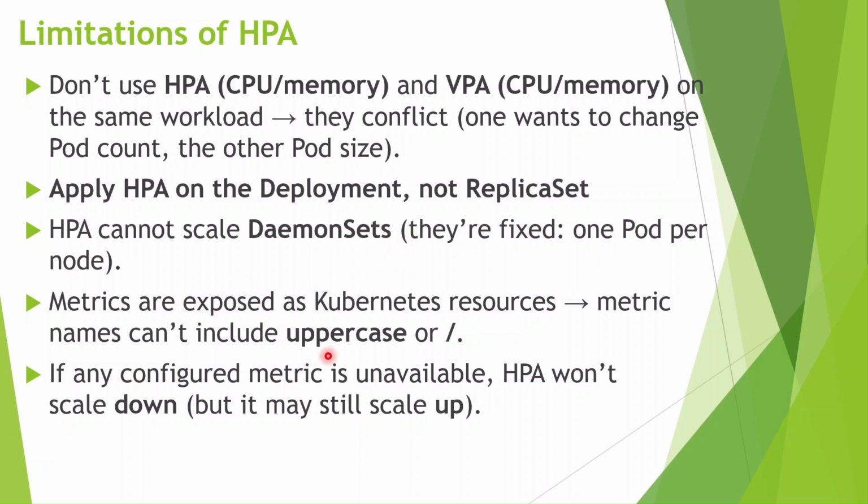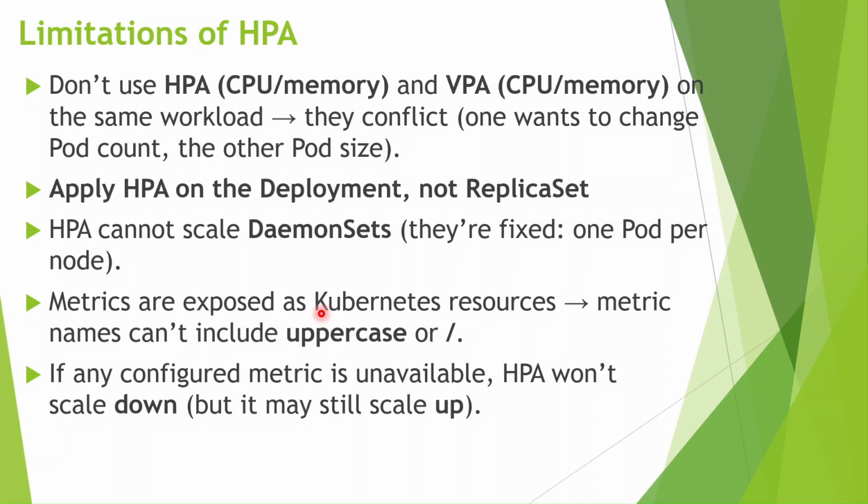Also, metrics are exposed as Kubernetes resources. A metric name cannot include uppercase or a forward slash. So if you are using some custom metric, just make sure you understand this: don't include uppercase or the forward slash. And if any configured metric is not available at any time, HPA will not scale down, but it can scale up. So these are some basic theory about HPA.